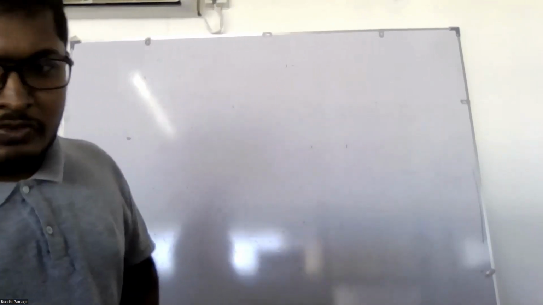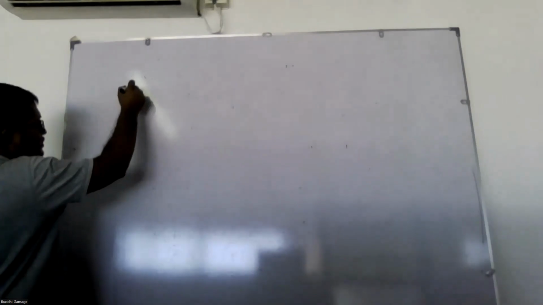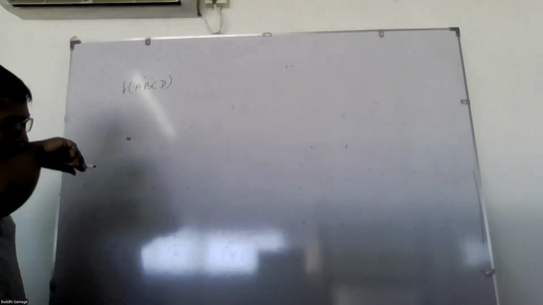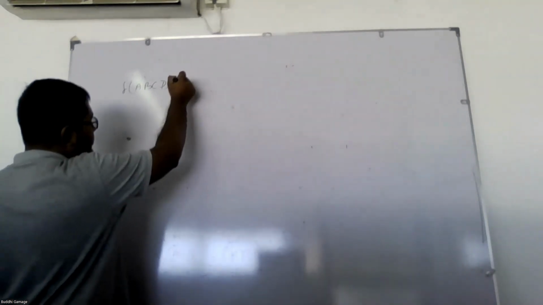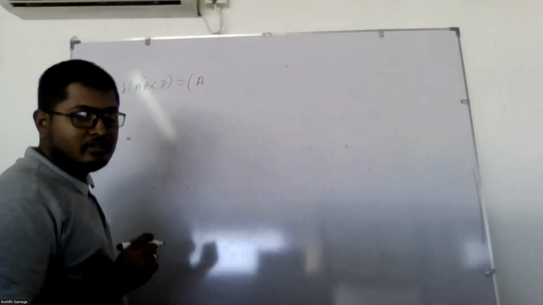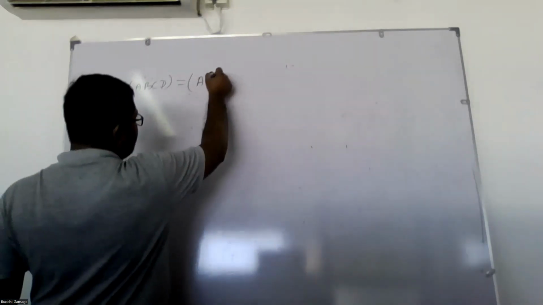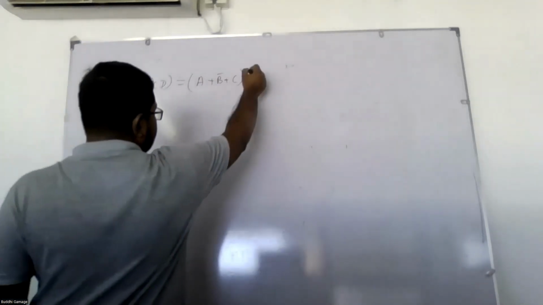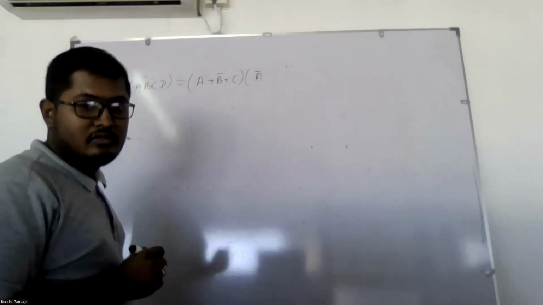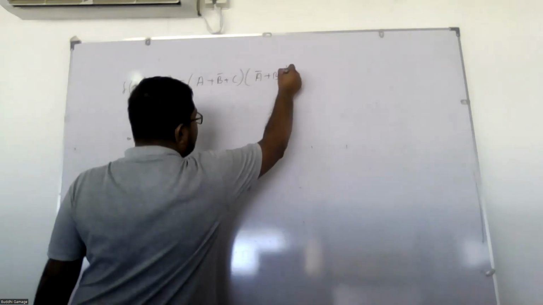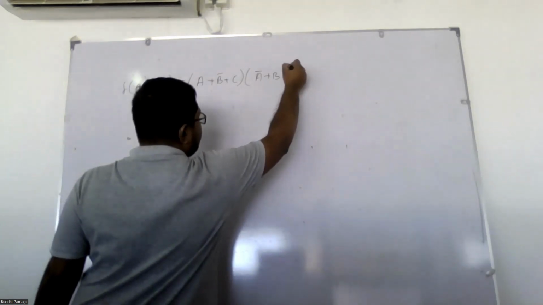So I will give you an exercise. I will give you an equation of 4 variables. That means our function has 4 variables. So the expression is a b bar c and a bar b c bar d bar, a c bar.